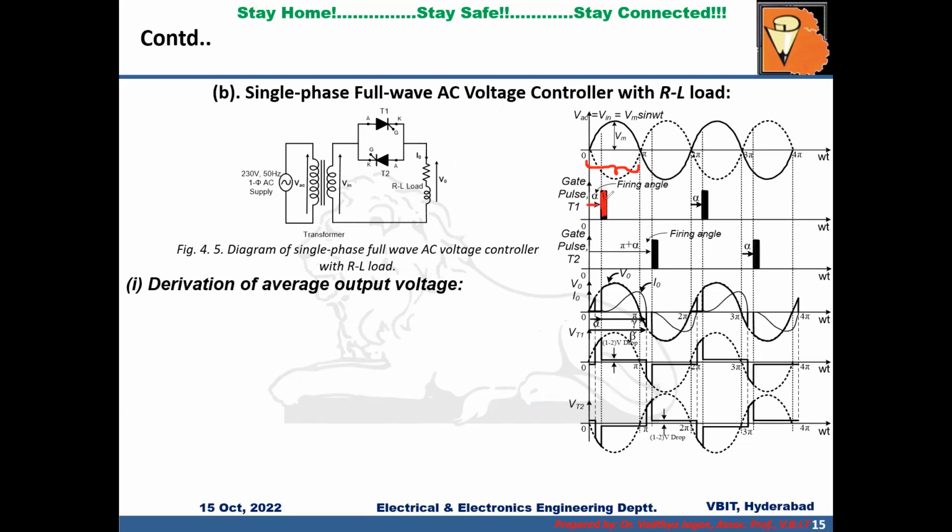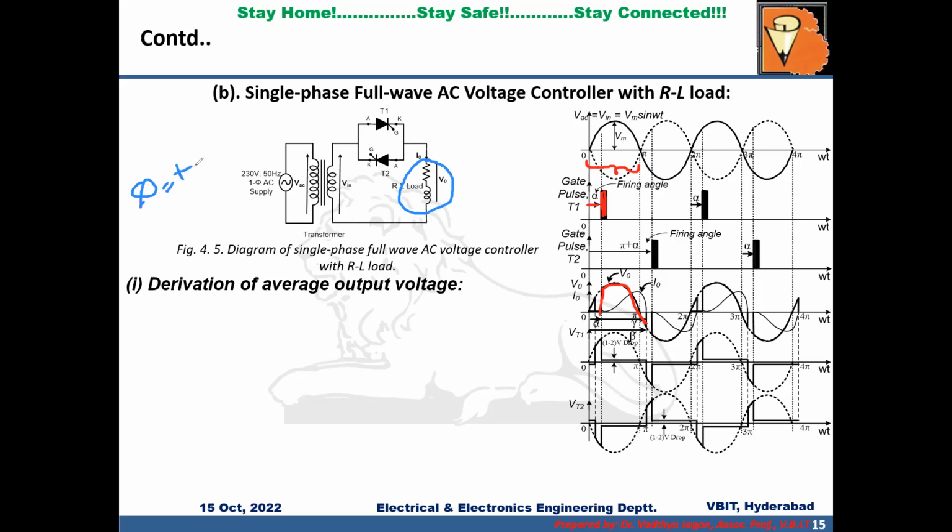Alpha is the firing angle. T1 is triggered, so from this particular point onwards, the output voltage follows the input voltage. We don't know up to what extent it will follow, and that depends upon the value of the inductor. Since in the previous case the load is resistive, the current and the voltage are in phase. Now, the load is an inductive and resistive combination.